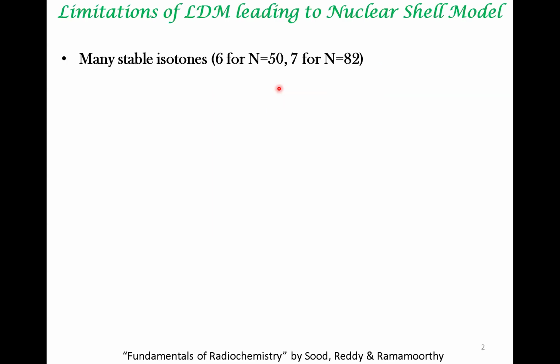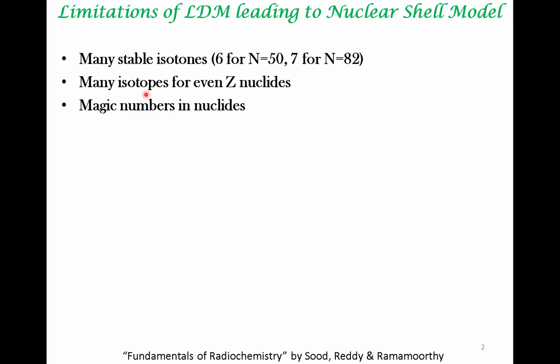There are many isotones when the number of neutrons is about 50 and when it is about 82. The liquid drop model is not able to explain why there are so many isotones for some specific N. There are also many isotopes when there are an even number of nucleons. For example, when there is even Z, there are more isotopes. Again, the liquid drop model fails to explain this.